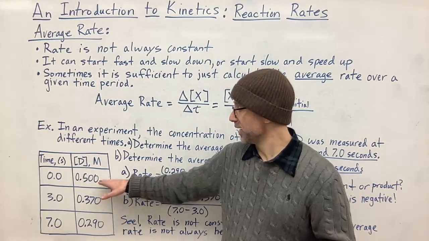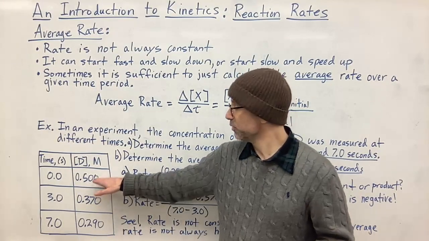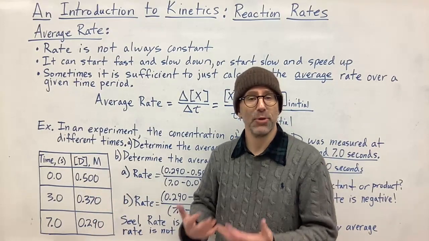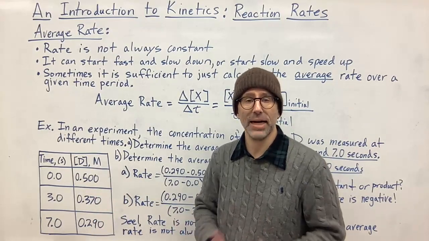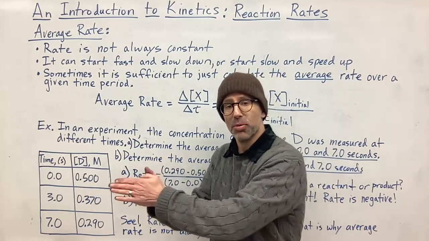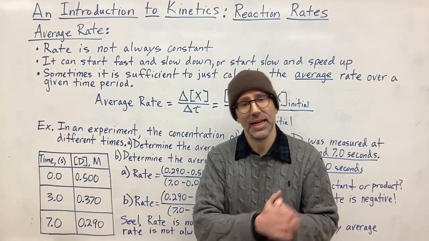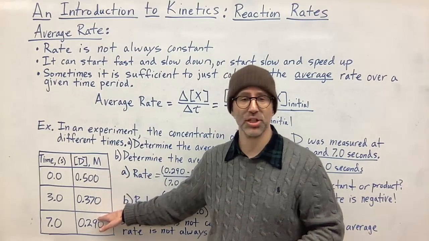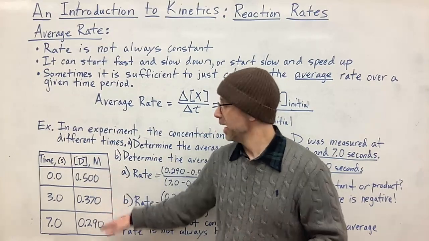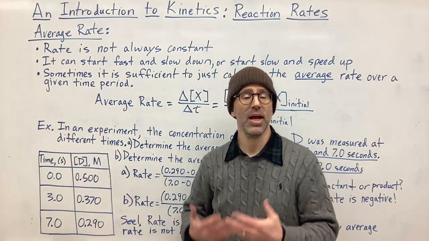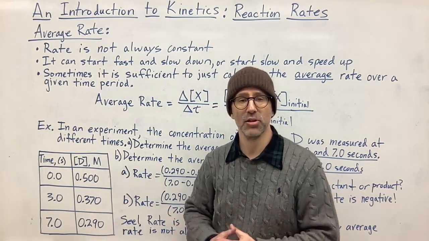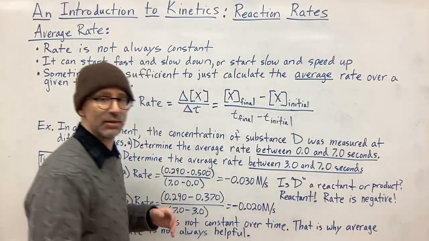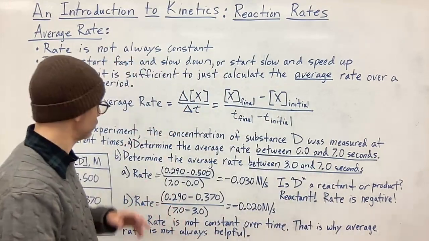Well, why is it a reactant? It's because the concentration is decreasing, which is what you would expect for a reactant over time. If the reactant is becoming product, then you should lose the reactant and gain product. So you should see a decrease in the concentration of a reactant over time. And that's what we see here. So we can infer that this must be a reactant. And then when you calculate the reaction rate, you'll see that as well.